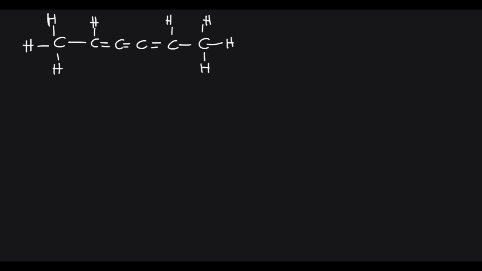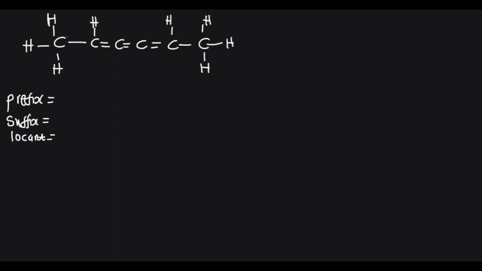So what do you think we are supposed to do for a particular problem like this? The first step, we are going to identify the prefix. Then the second one, we are going to look at the suffix. Then after the suffix, we'll look at the locant. Then from the locant, we'll look at how many double bonds we have. So let's first look at the prefix.